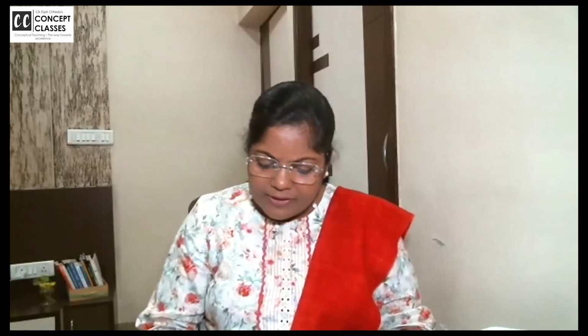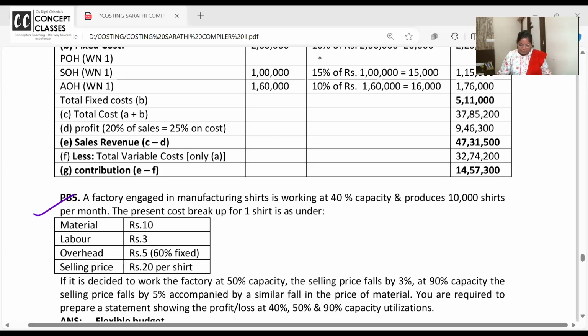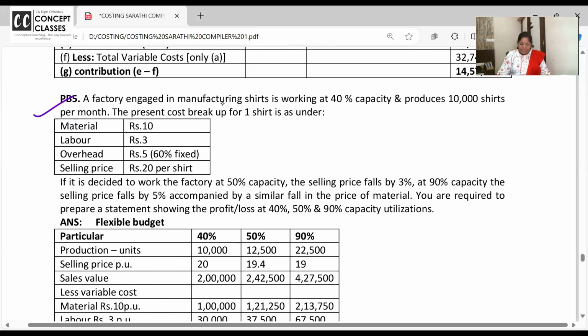Very easy, simple. Fifth problem we are doing. This is the last one. Then we'll close for today and continue tomorrow morning. A factory is engaged in manufacturing shirts. It is working at 40% capacity and produces 10,000 shirts.